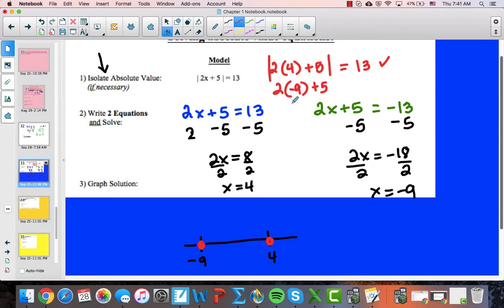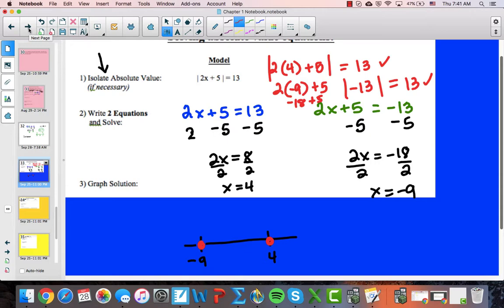Well, that's negative 18 plus 5, which is negative 13, but it's in absolute value bars. So when I take an absolute value, I have to make whatever's inside positive. So my result would be positive. So that's how I have 2 solutions. All right, there's 2 additional examples. We're going to be reviewing those in class to make sure everybody understands.